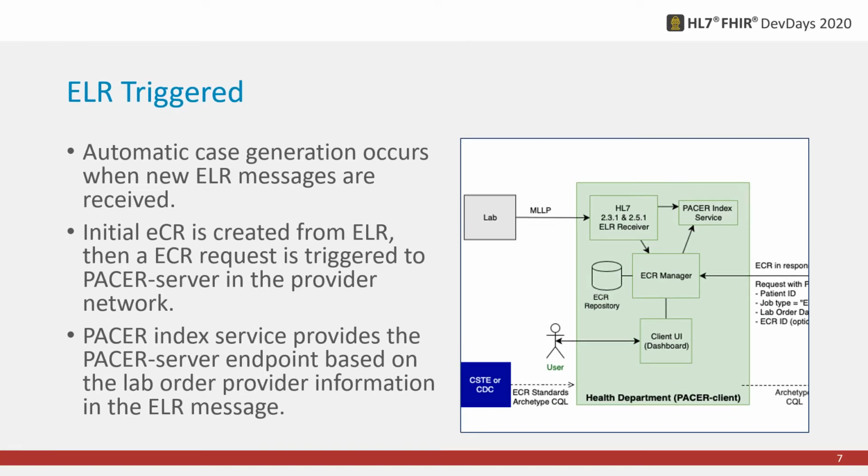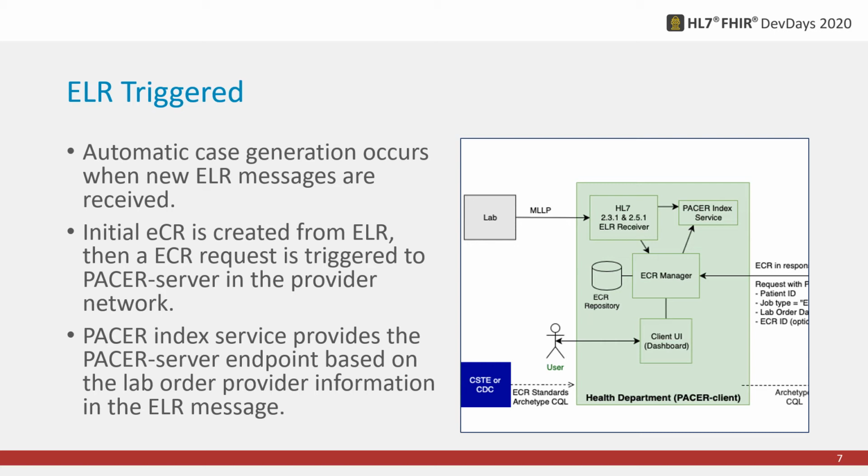As discussed earlier, the ERR provides somewhat accurate timing of cases. This allows the ERR to become a good triggering message. When the ERR is received at the public health department, an initial ECR is created. Because the initial ECR is created from the first ERR message, it only has the information available in the ERR.